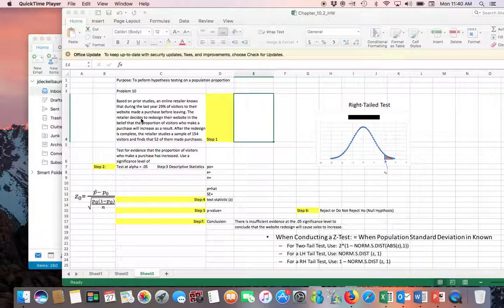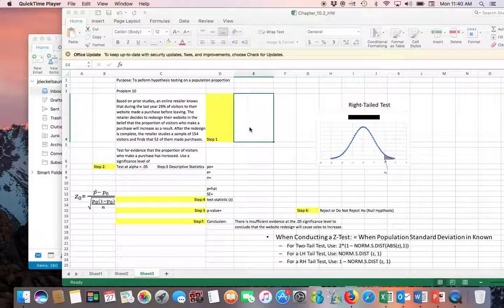The retailer decides to redesign their website in the belief that the proportion of visitors who make a purchase will increase as a result. After the redesign is complete, the retailer studies a sample of 154 visitors and finds that 52 of them made purchases.